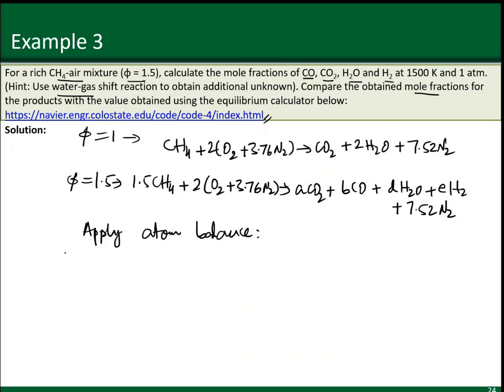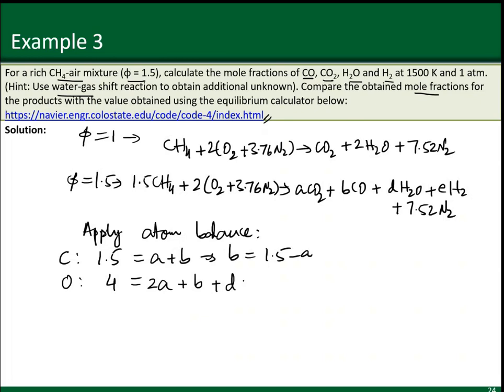So let's start applying atom balance one atom at a time. So let's start with carbon. With carbon, we just have 1.5 on the reactant side, and this will be equal to A plus B on the product side. So here we can write B is equal to 1.5 minus A. Okay. Now we can do the same thing for oxygen. So we have four atoms of oxygen on the reactant side, and this will be equal to 2A. There's oxygen in CO2, there's oxygen in CO, and there's oxygen in H2O. So it'll be 2A plus B plus D.